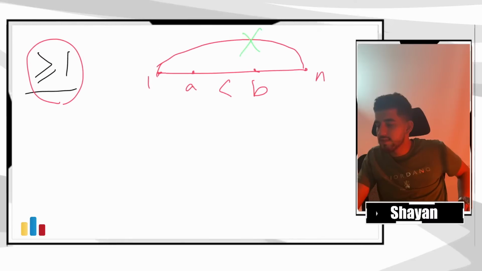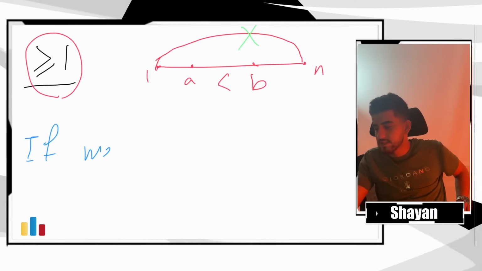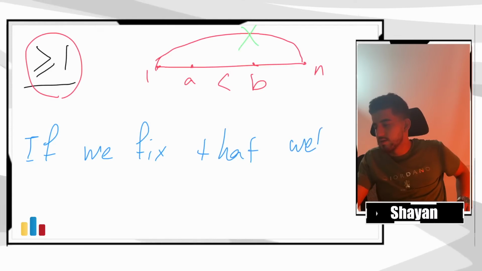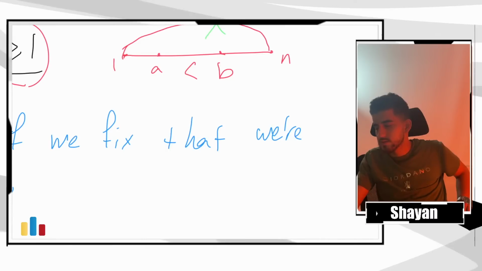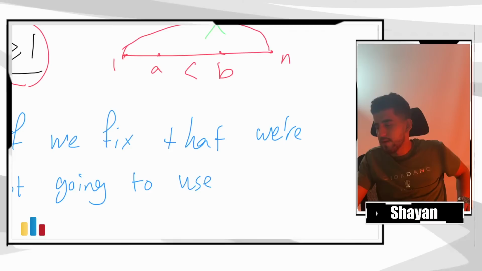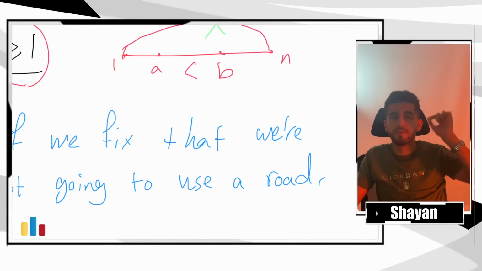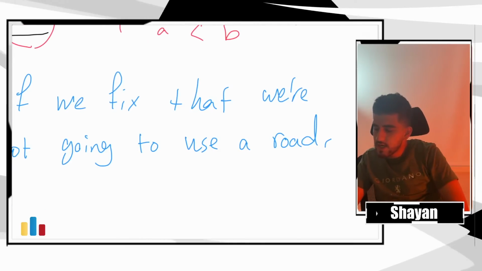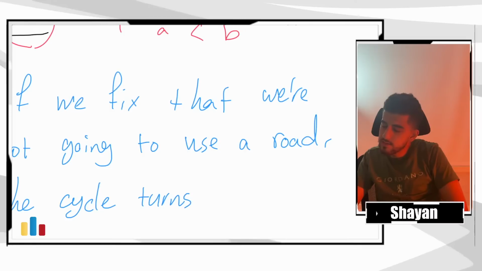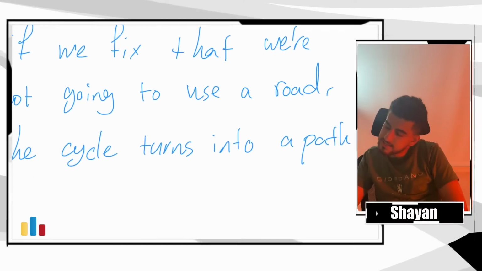So this is one thing that we are sure of, that at least one of them we will get rid of. The second important thing: if we fix that we're not going to use a road, if we fix that, okay, this road I am not going to use, the cycle turns into a path. And that is very useful.